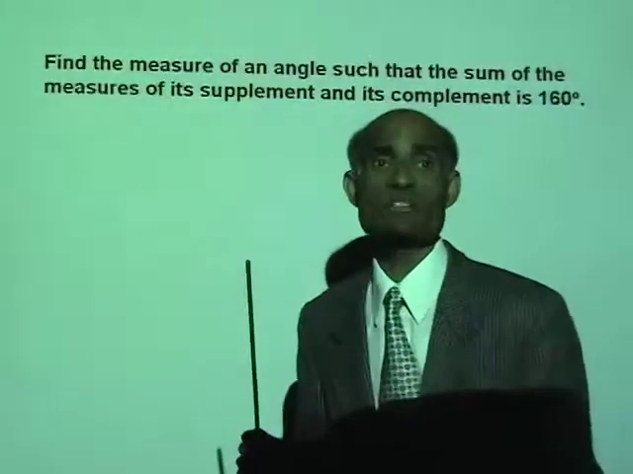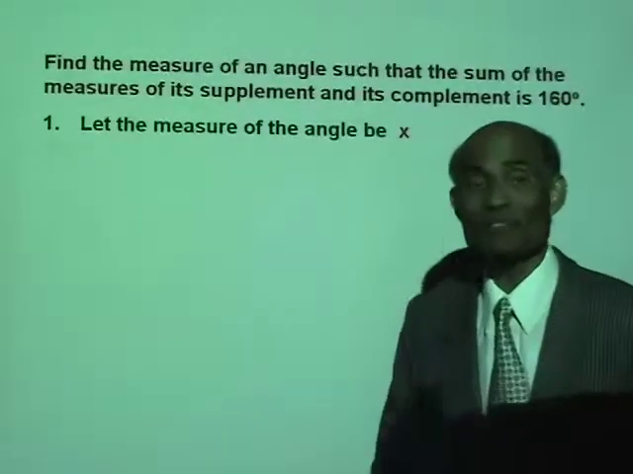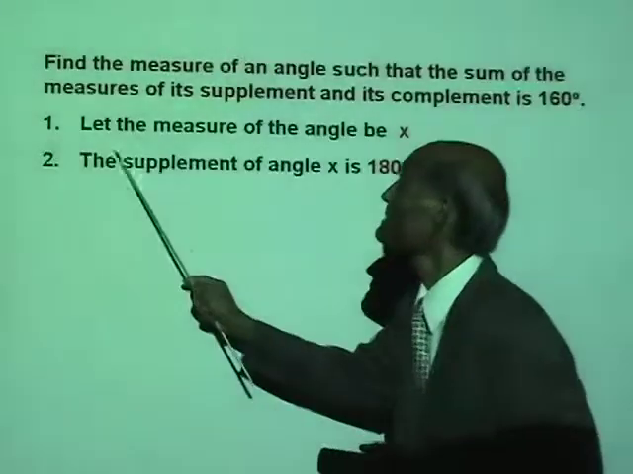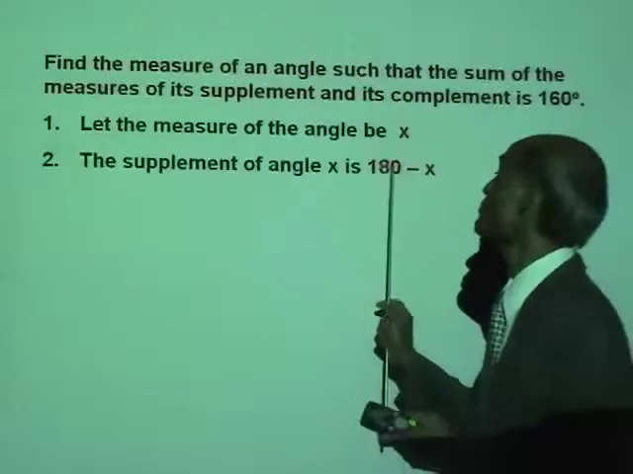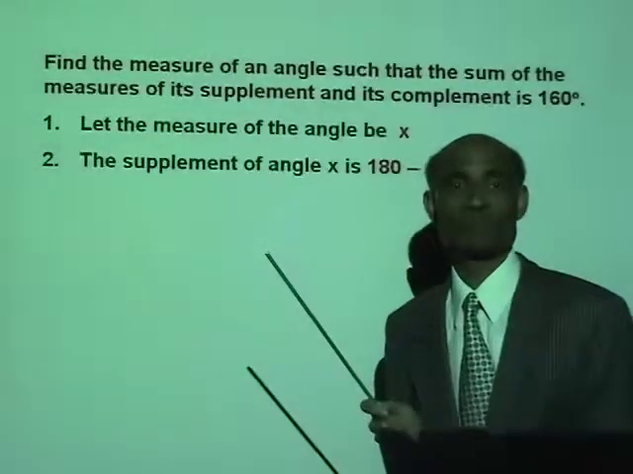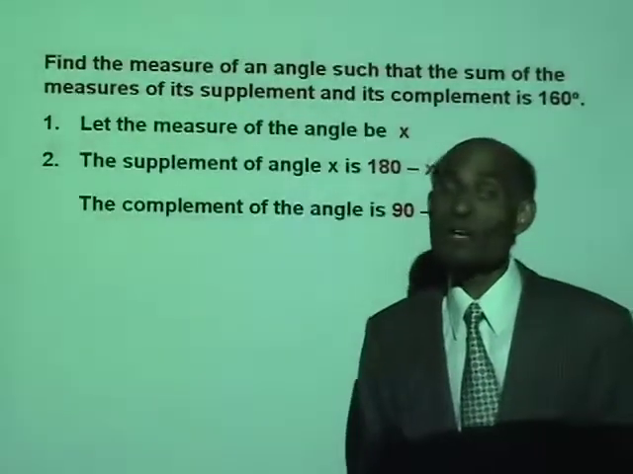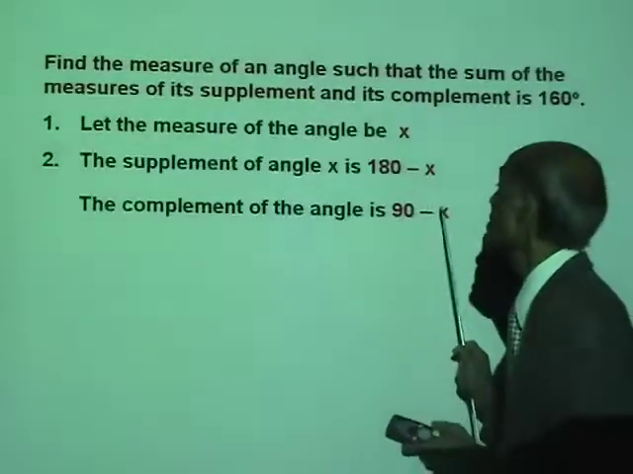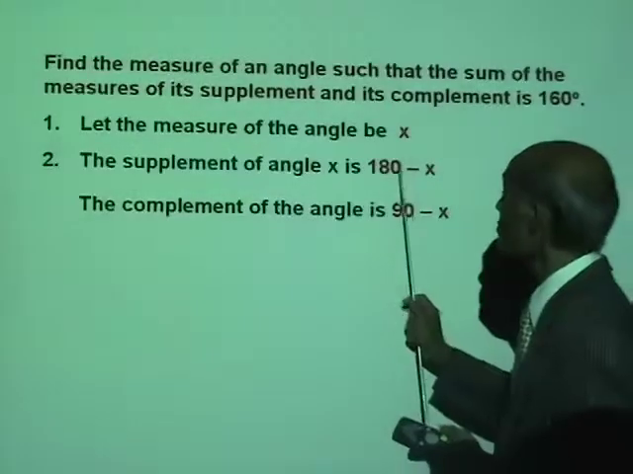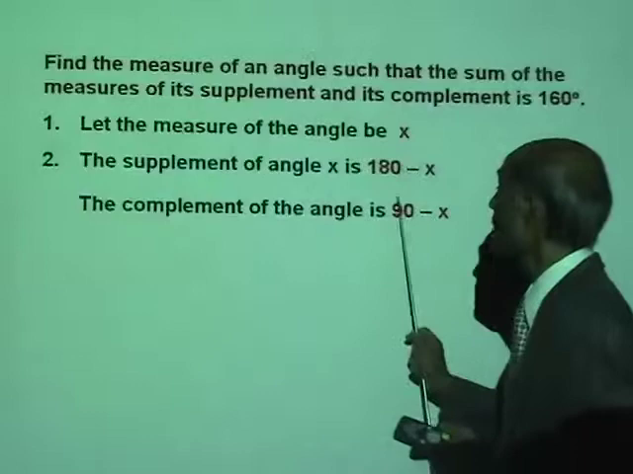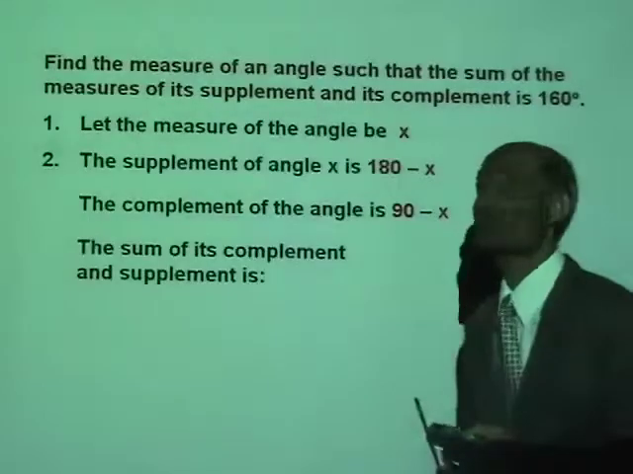Okay, let's write down each step. Step 1, let the measure of the angle be equal to x. In that case, what is the supplement of that x? The supplement of an angle x is 180 minus x. Alright, what is the complement of the angle x? Complement of an angle x is 90 minus x. Now what does it tell you to do? Find the sum of these two. Add the supplement to the complement. That must be equal to 160 degrees.